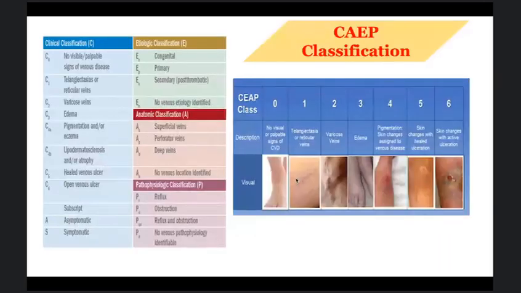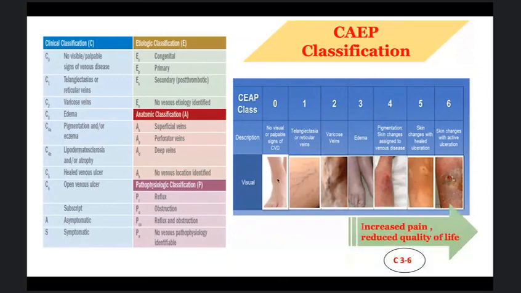Again, you remember the CEAP classification from the previous lecture. We have to focus on the clinical classification, C3 to C6. These are the clinical features of CVI. When we have C3 to C6, that means there's increased pain and reduced quality of life.